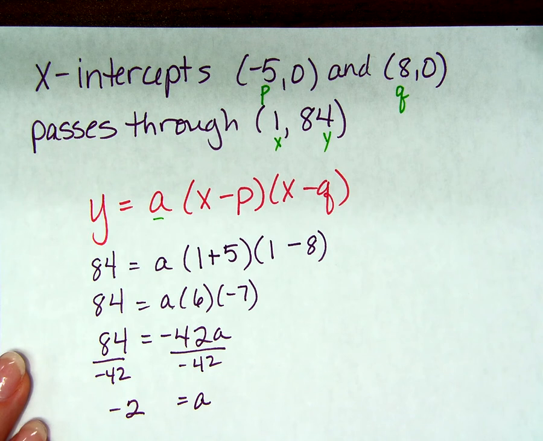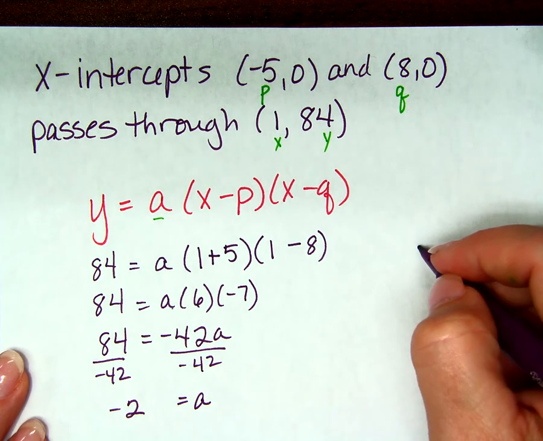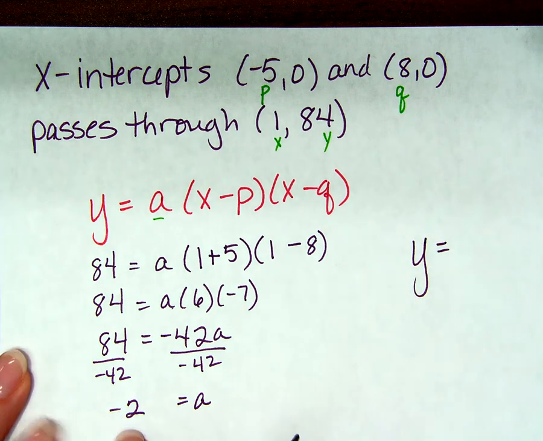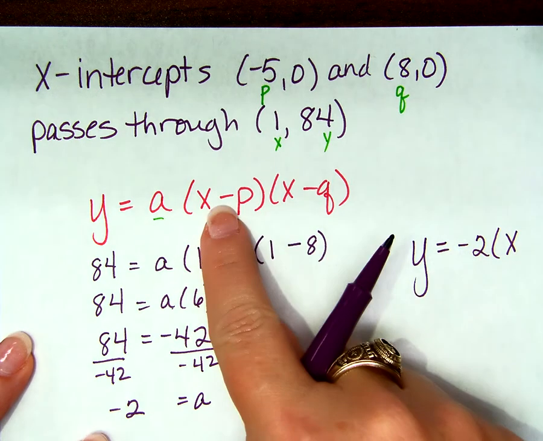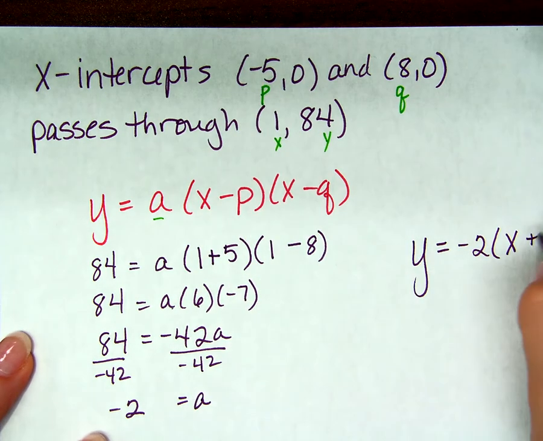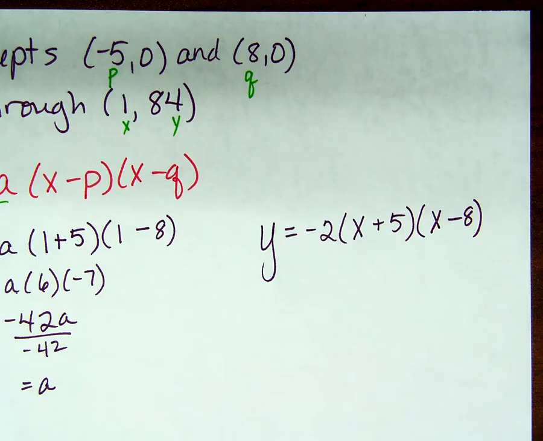Now I have enough information to write the equation. I'm not going to substitute for x and y this time. I'm going to write y equals, a is negative 2, times (x minus p), so (x plus 5), times (x minus 8). Now the cool part about this is that we're done. We don't have to multiply this out. It's not asking us to multiply it out. It's asking us to write the equation of a quadratic, and that is the equation of a quadratic.